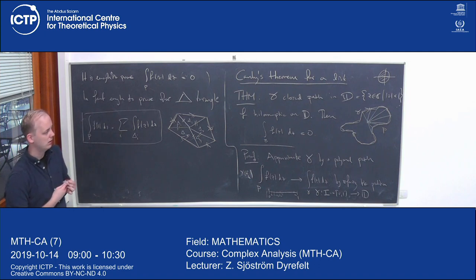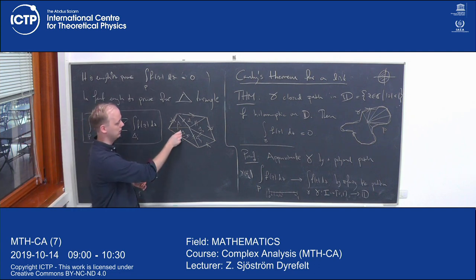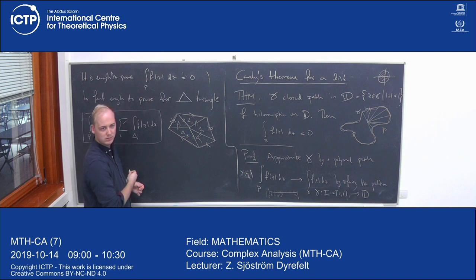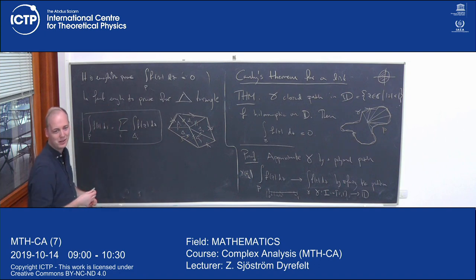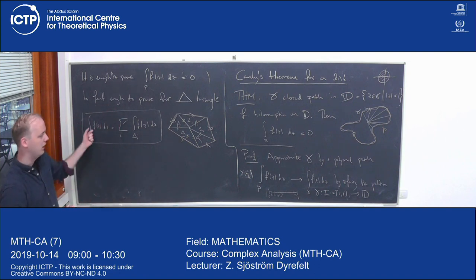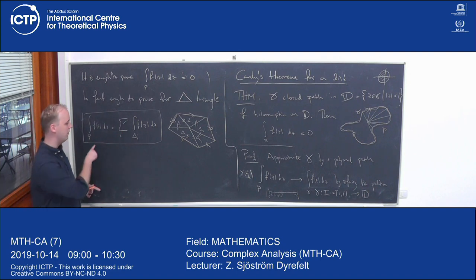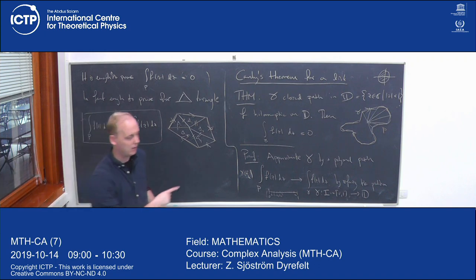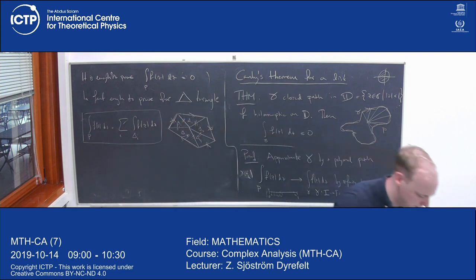What has happened? I only had to choose my partitioning so that every side was exactly in two triangles, because that way I could do it. It had to be in an even number of triangles. Since I have this, if I can show that for a triangle this is zero, then the sum of zero will be zero, so all these polygonal paths will be zero, and then by approximation, I will have shown it for any path.